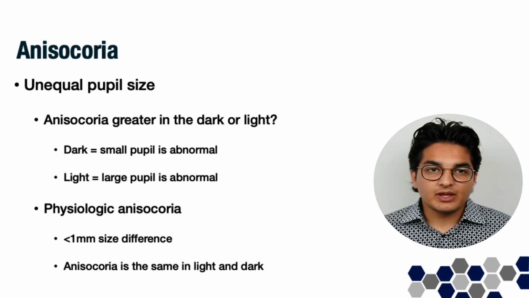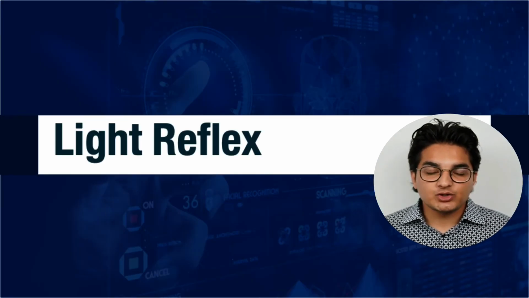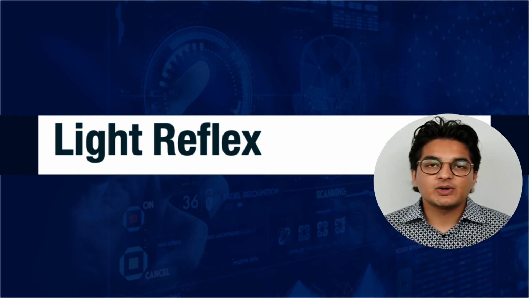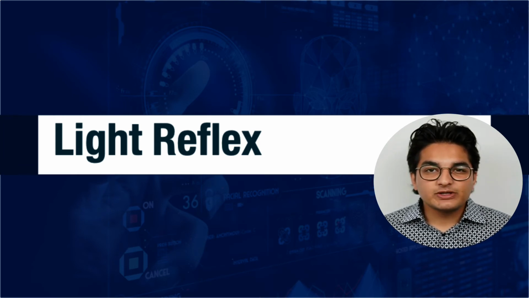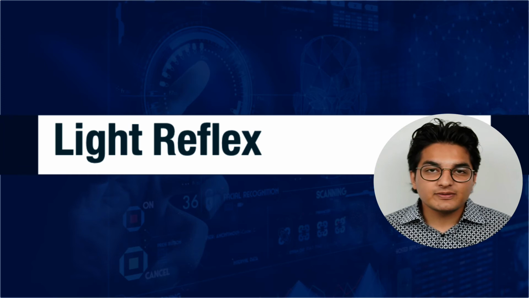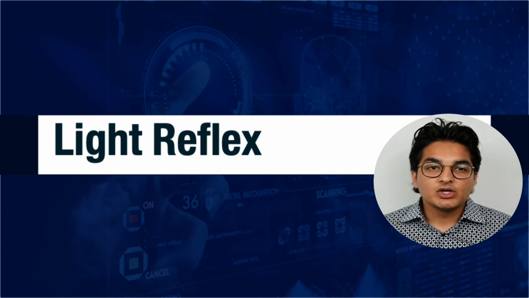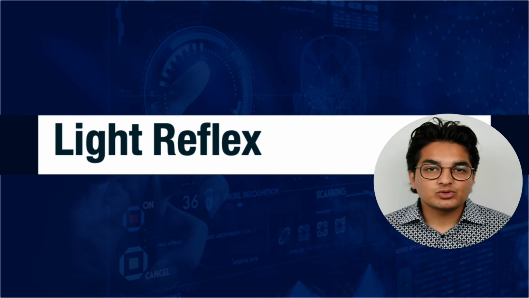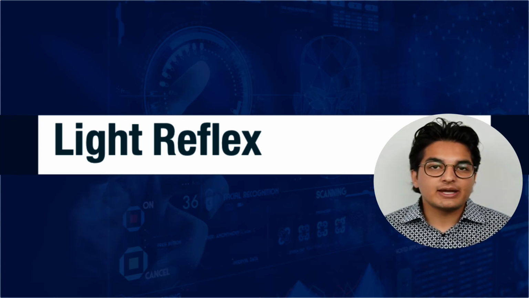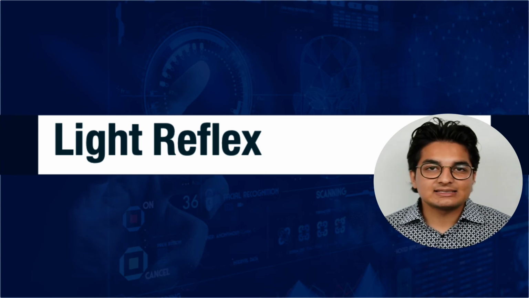So now that we've touched over general observation, let's talk about the light reflex. As previously discussed, both of the pretectal nuclei receive input from both of the pupils. And so when you direct light into one eye, you will get both a direct response and a consensual response. So let's watch this video and observe the direct response and the consensual response.